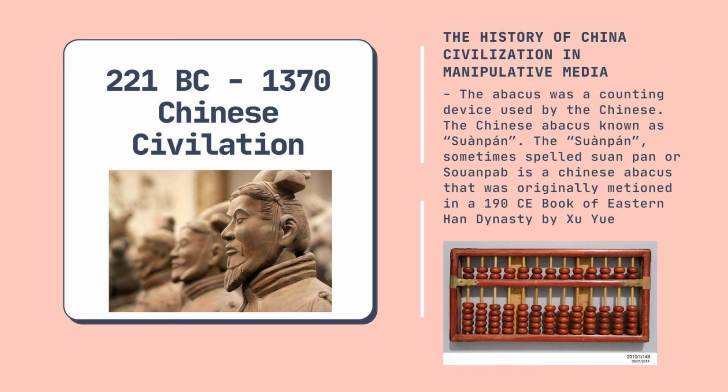221 BC to 1370, Chinese civilization. The history of Chinese civilization in manipulative media. The abacus was a counting device used by the Chinese. The Chinese abacus, known as suanpan, sometimes spelled suwanpan, is a Chinese abacus that was originally mentioned in a 190 CE book of the Eastern Han Dynasty by Xu Yue.